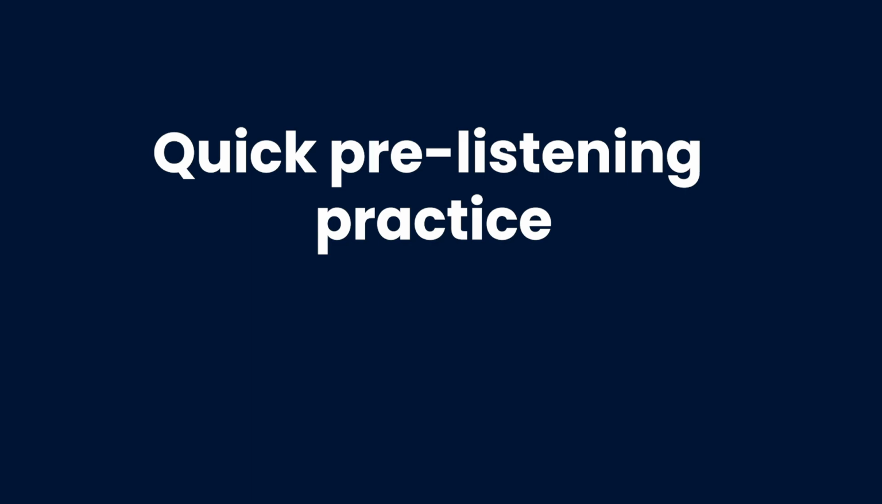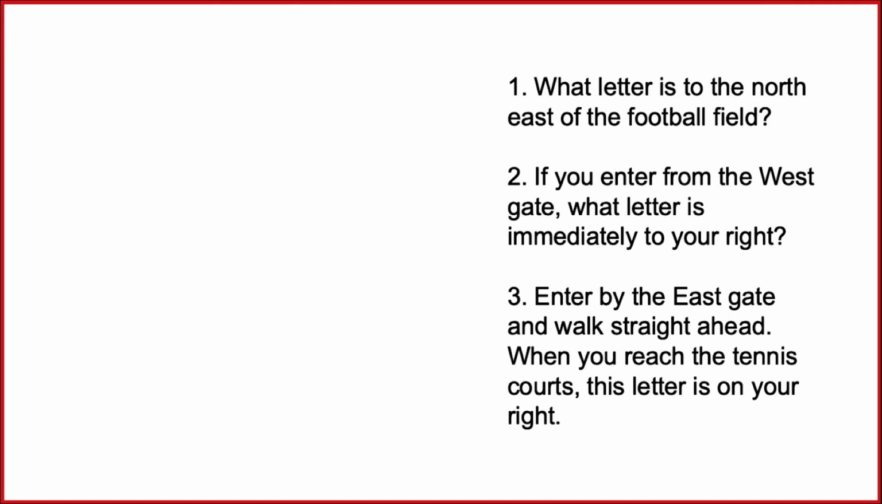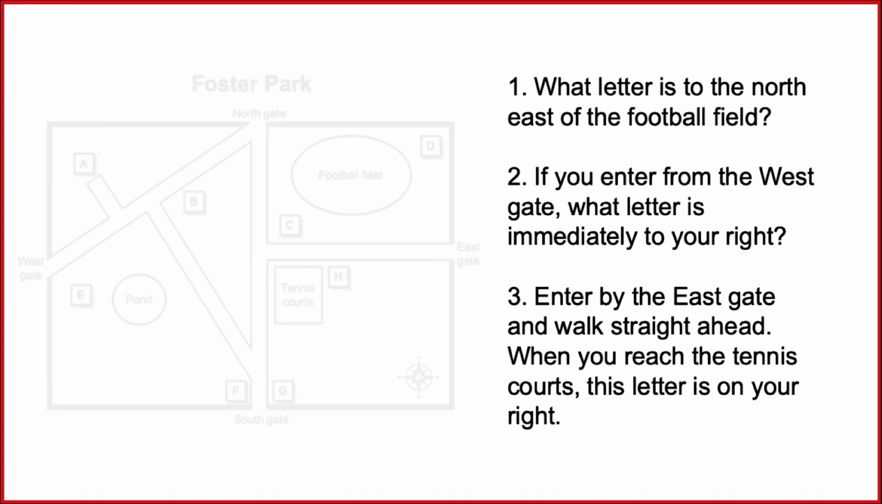Just to get that language happening, let's do a quick pre-listening practice. Here are 3 challenges for you. First one says, what letter is to the northeast of the football field? 2, if you enter from the west gate, what letter is immediately to your right? And 3, enter by the east gate and walk straight ahead. When you reach the tennis courts, this letter is on your right. I'm going to give you 20 seconds to look at the map and choose a letter for each question. Go.